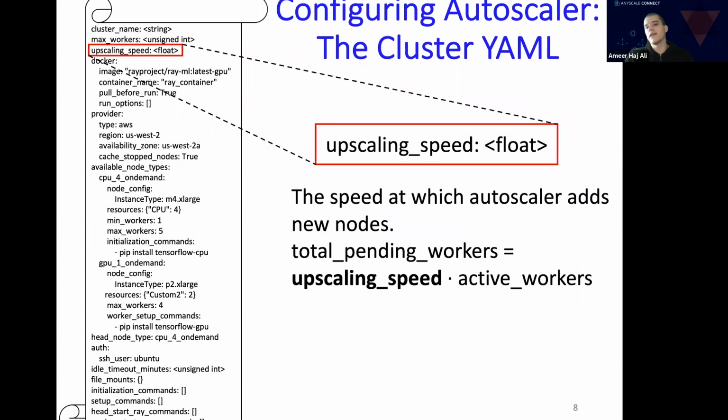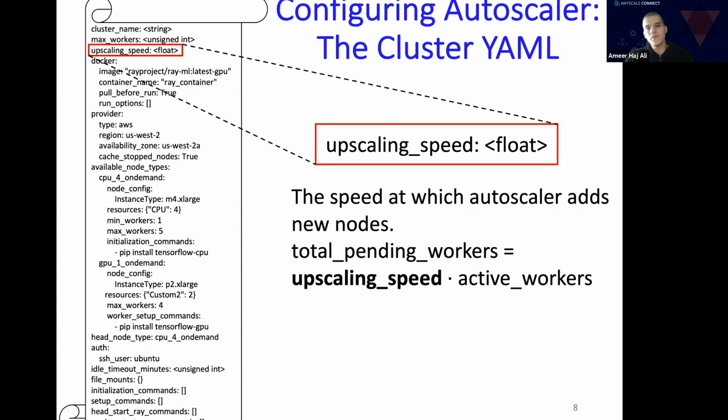Then we have upscaling speed, which we added recently. The upscaling speed tells Autoscaler how aggressively to add new nodes. The larger this value, the more nodes you will add, and much faster. It puts a limit on the total number of pending nodes. So if you first have very few nodes running, you will add nodes gradually, and the speed at which you're adding will increase as the cluster becomes larger and you have more and more active nodes.